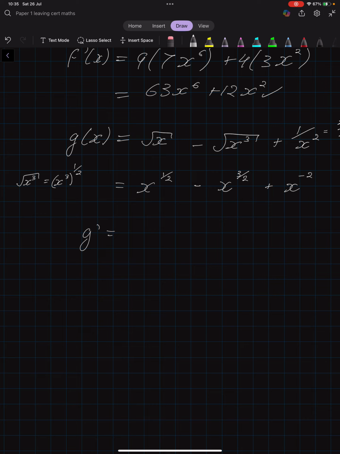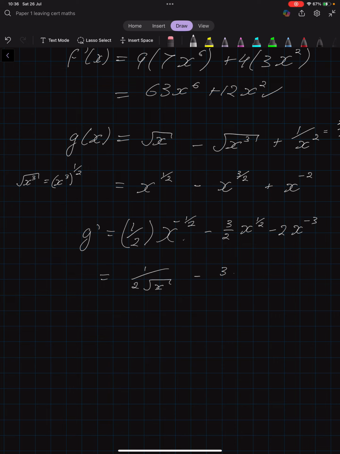differentiate. So the half comes down. So I get a half, minus 1 off the power, I get x to the minus half. Minus, bring the power down. It's 3 over 2. Minus 1 off the power, I get x to the power of a half. The minus 2 comes down, and then you minus 1 off the power, so I get x to the minus 3. So this is equal to 1 over 2 root x. So this is 1 over the square root of x times 1 over 2, so it's 1 over 2 root x.